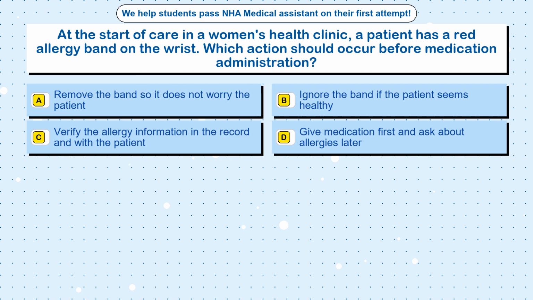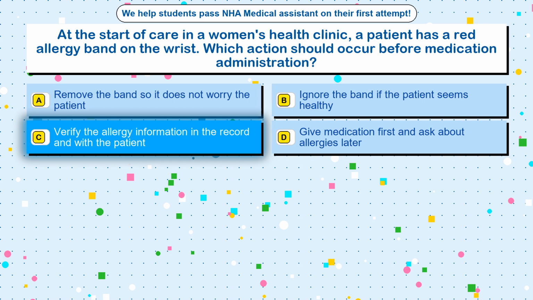Question 16. At the start of care in a women's health clinic, a patient has a red allergy band on the wrist. Which action should occur before medication administration? Option A. Remove the band so it does not worry the patient. Option B. Ignore the band if the patient seems healthy. Option C. Verify the allergy information in the record and with the patient. Option D. Give medication first and ask about allergies later. The correct answer is option C.